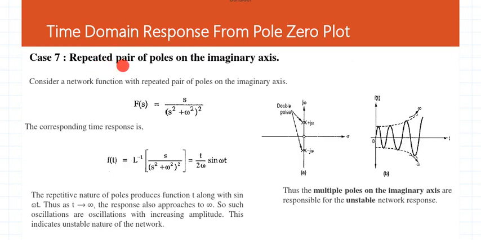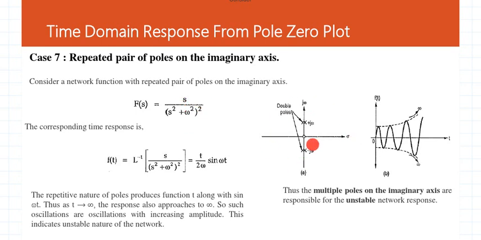Next case is a repeated pair of poles on the imaginary axis. So there are poles on the imaginary axis, but how are the poles? The poles are repeated, they are double poles. There are two poles at j omega, and two poles at minus j omega. What would be the transfer function of such a system? The transfer function will be s square plus omega square, whole squared, right? Because s square plus omega square gives us a single pole at j omega and minus j omega. Squaring it adds one more pole. So double poles on the j omega axis result in a transfer function as shown here.